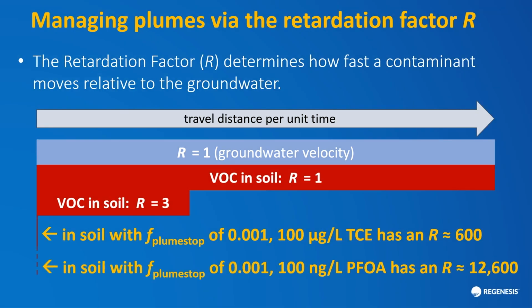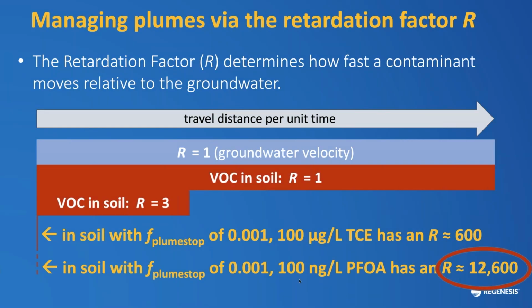And if that was PFOA, for example, and let's say we've got the same amount of PlumeStop, 0.1%, and let's now say 100 nanograms per litre of PFOA, which would be more typical for a mid-range PFOA plume, we might have a retardation factor of about 12,600.